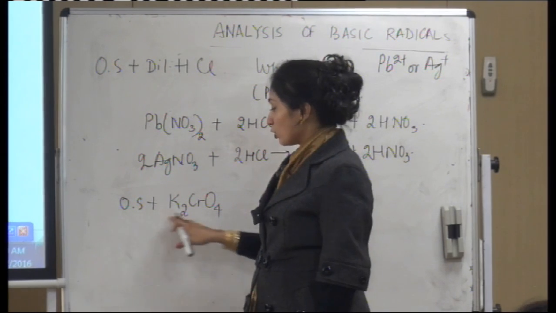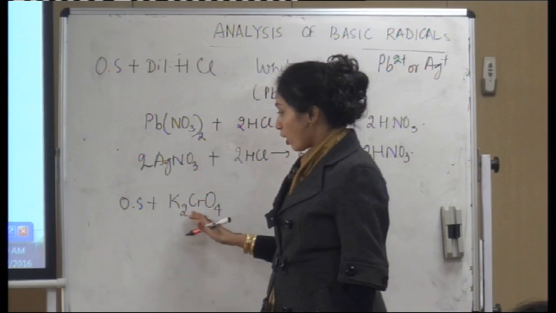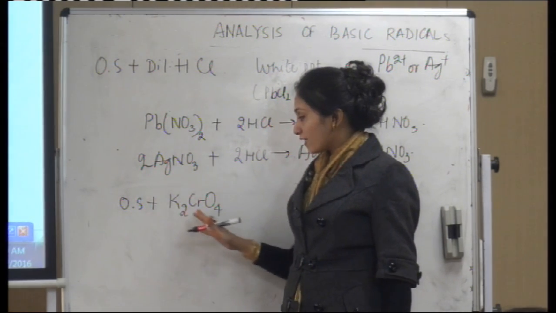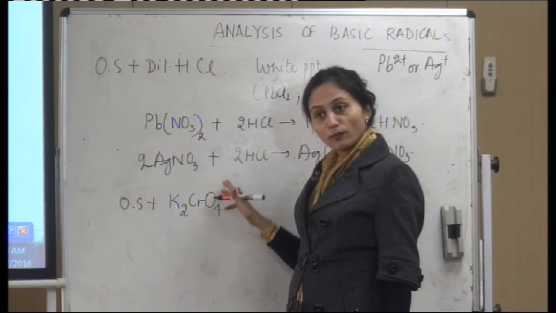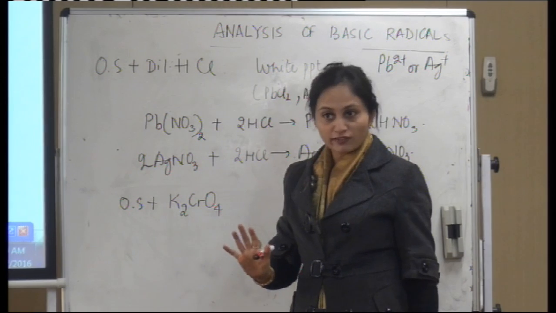Pb2+ will form what with it? It will form a compound with chromate ions. So if this is Pb2+ and this is CrO4 2-, it will be PbCrO4. So this precipitate will be formed for lead.